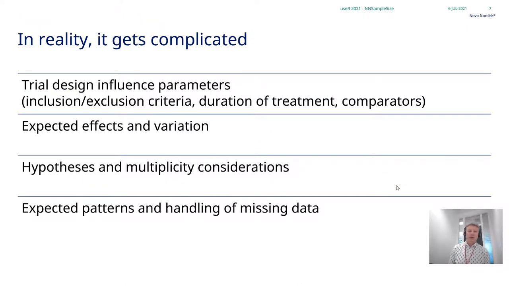In reality, it gets complicated to calculate the number of subjects in a trial. For example, inclusion-exclusion criteria may affect the rate of events in a trial. Duration of treatment may affect the effect size and the choice of comparators. So the expected effects and variation need to be considered when calculating the number of subjects needed. Also, if you have more than one hypothesis to be tested, you need to have multiplicity considerations. And then there's the amount of missing data, and the patterns of missing data are important also.